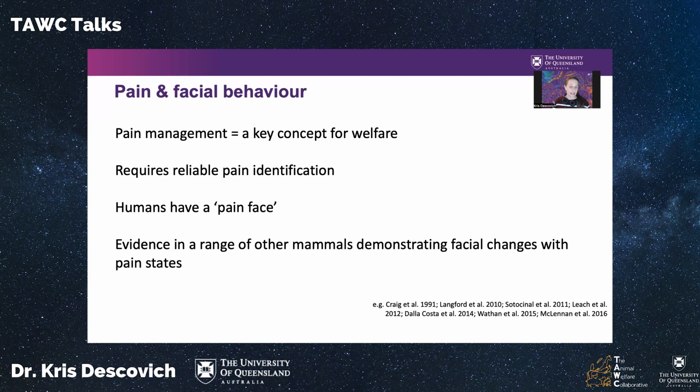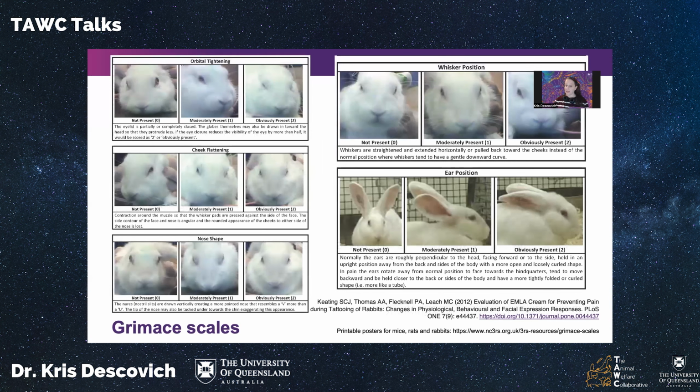And similarly, in other mammals, there's extensive evidence that a lot of mammals do demonstrate facial changes as a result of pain states. So remember I said we would come back to the grimace scales, and this is where I wanted to cover them. What you're looking at here is actually the rabbit grimace scale. Now, grimace scales are a particular way of coding facial expression, and they have been developed specifically for pain identification. Predominantly they're around animals that are used in bioscience, but not strictly. There are grimace scales for animals such as farm animals.